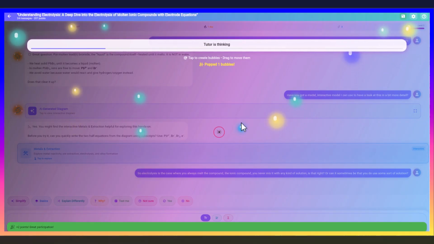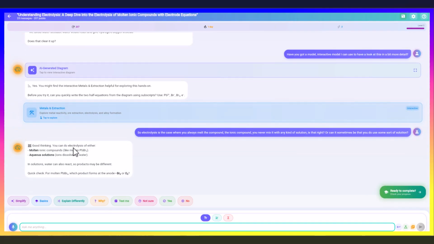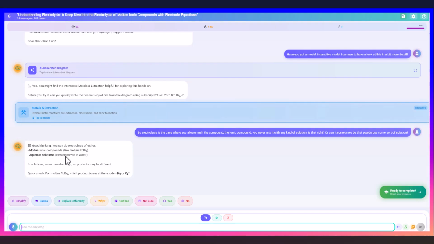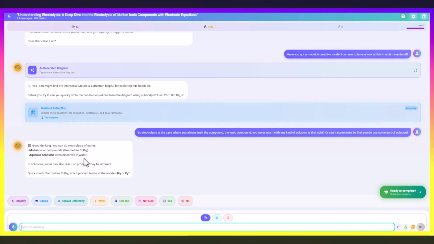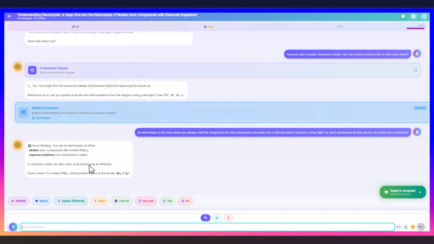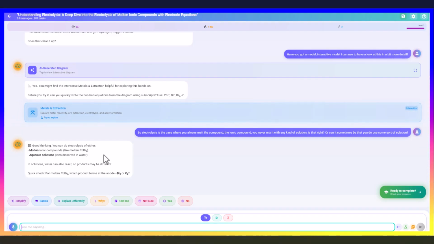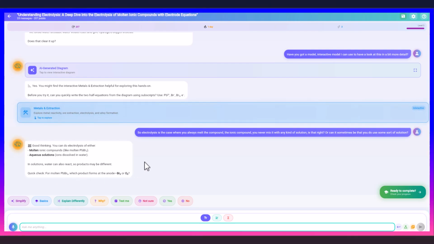Good thinking. You can do electrolysis of either molten ionic compounds like molten PbBr2 or aqueous solutions. Okay, so you can use ions dissolved in water. In solutions, water can also react, so products may be different. Okay. So it's a quick check for molten PbBr2, just double checking. Right, okay, so I'm happy with that.